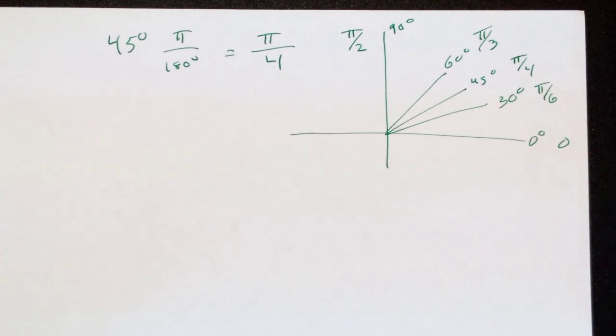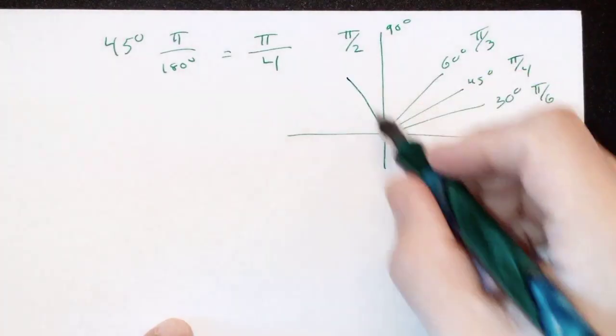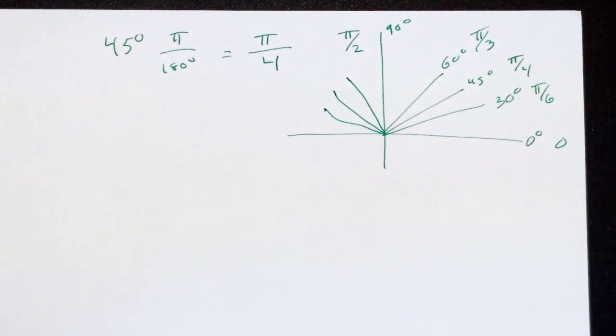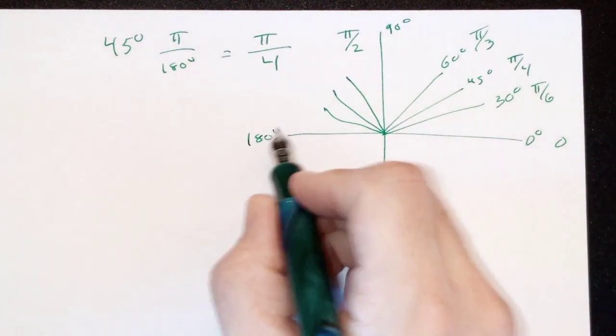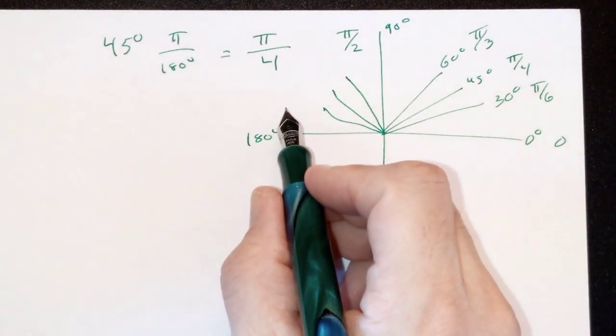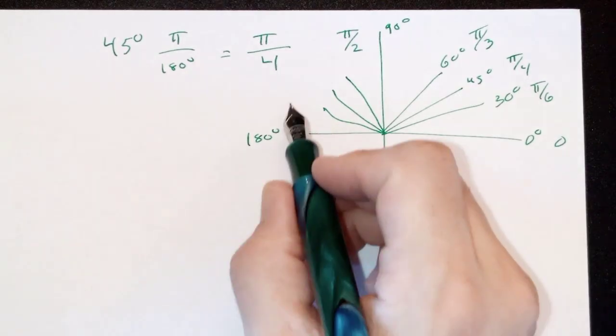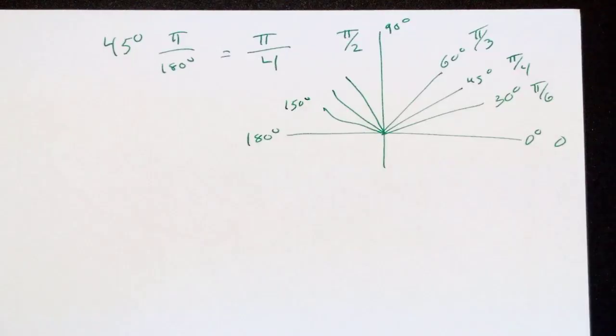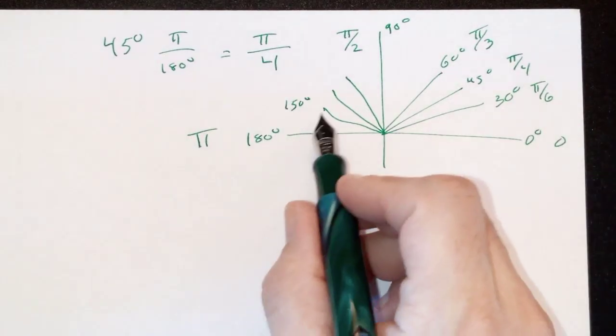I should be able to take those angles and move them to the other quadrants. So let's picture this flipped over. If I'm in the second quadrant, I should be able to get the mirror images of these three. Oh, wait a minute. If I flip this over, I'll be at 180 degrees, right? If I flip this over, where will I be? 150. I'll be 30 back. Wait a minute. Let's do it in radians. If I flip this over, I'll be at pi. I'll be pi over 6 back.